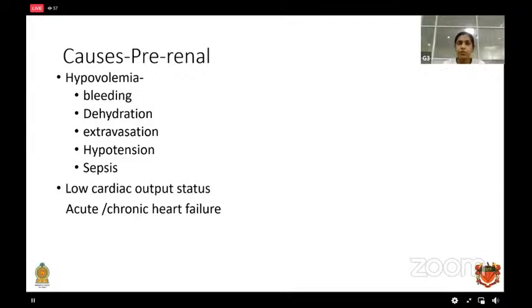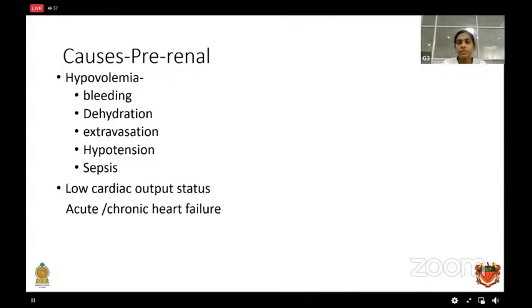Why it is important: when you are managing, you have to identify the cause and treat the cause. It is a common statement for all medical conditions, so it applies to acute kidney injury also. That is why I want to highlight, you have to identify the cause and treat the cause. So you have to know the cause. There will be one cause or various causes.